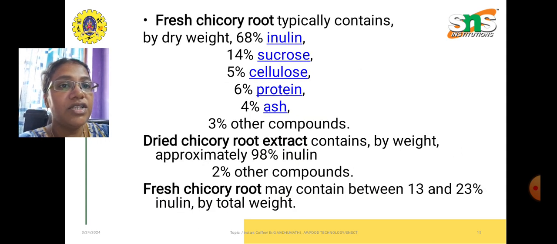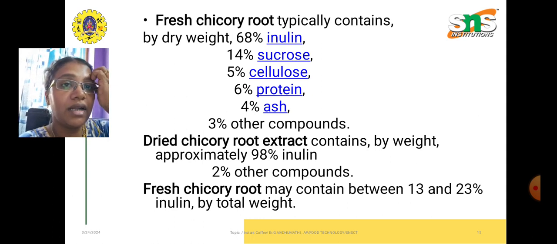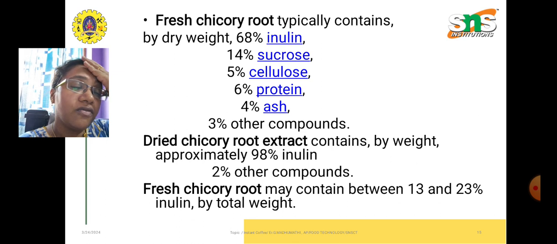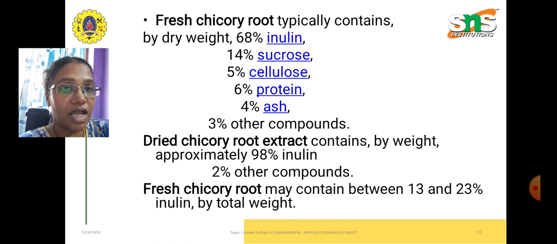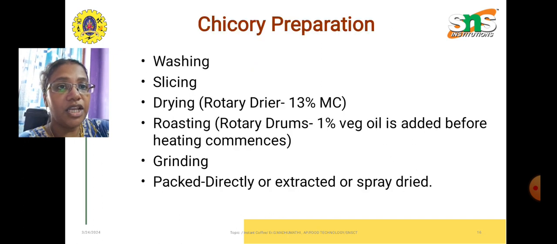Fresh chicory, dried chicory, and fresh chicory root. Fresh chicory root typically contains, by dry weight, 68% inulin, 14% sucrose, 5% cellulose, 6% protein, and 4% ash. Other compounds contribute 3%. Dried chicory root extract contains 98% inulin, and 2% other compounds. In chicory root, 13 to 23% of the total weight is inulin.